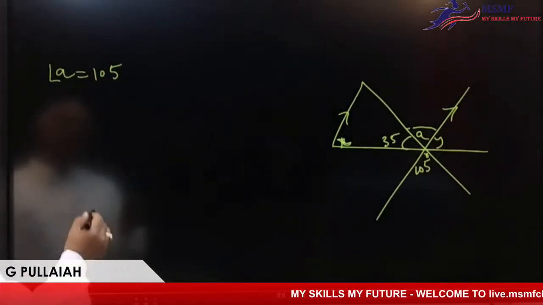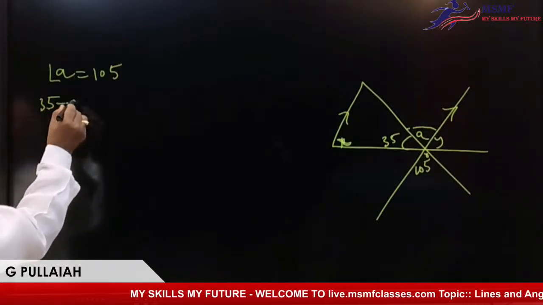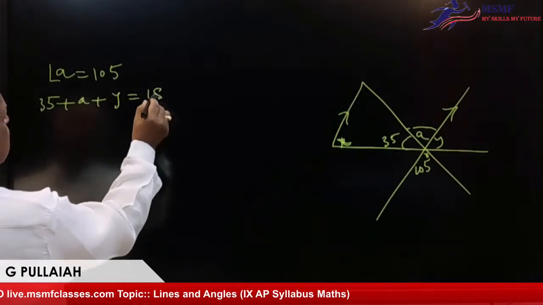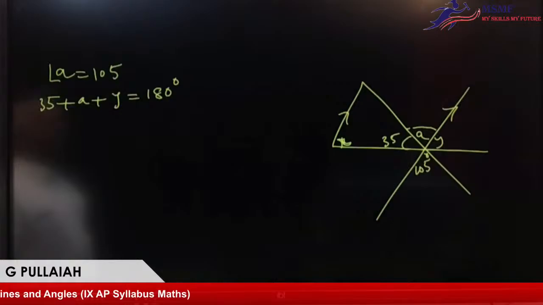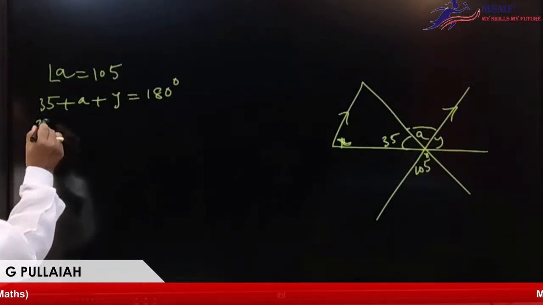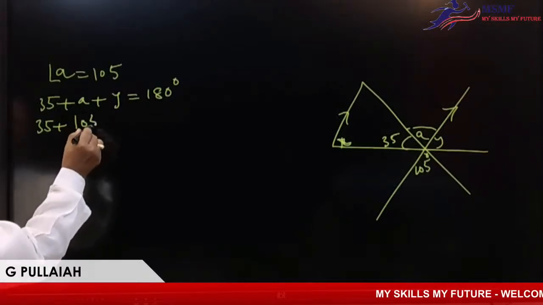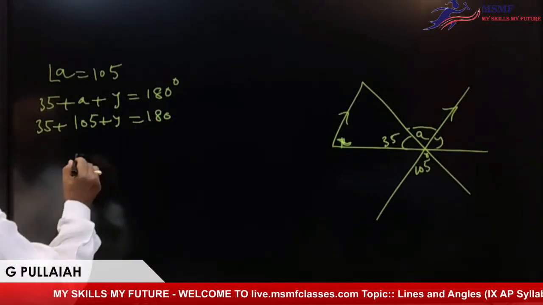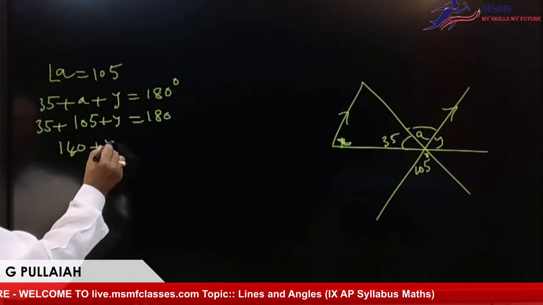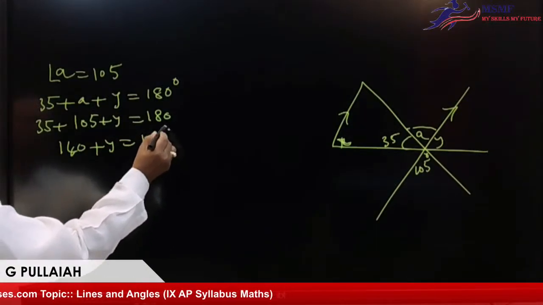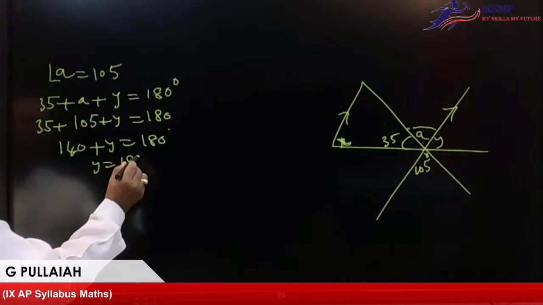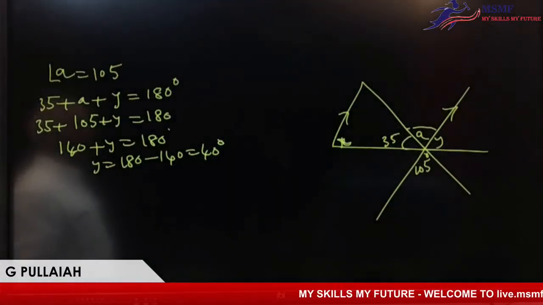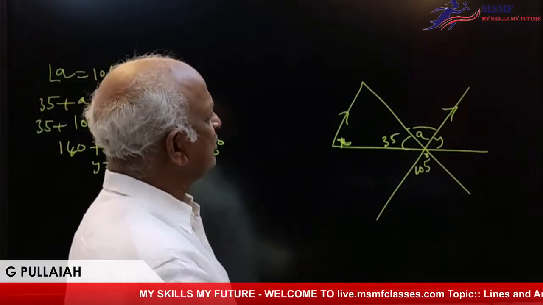Now observe here, 35 degrees plus A plus Y form a straight angle. So 35 plus A, which is 105, plus Y is equal to 180. So 140 plus Y is equal to 180. Therefore, Y is equal to 180 minus 140, that's equal to 40 degrees. Now here, we got that Y is equal to 40 degrees.